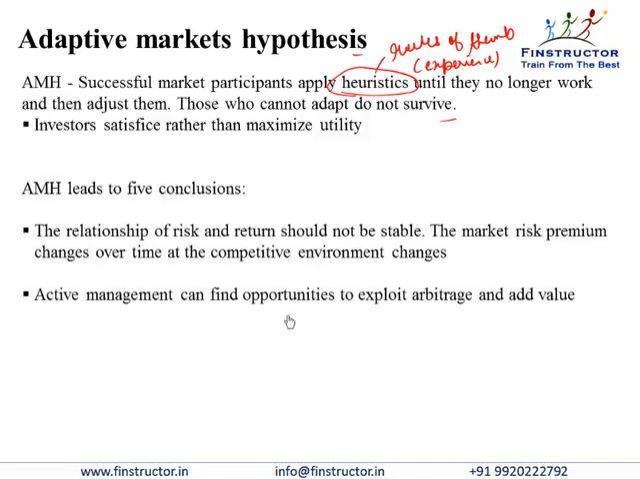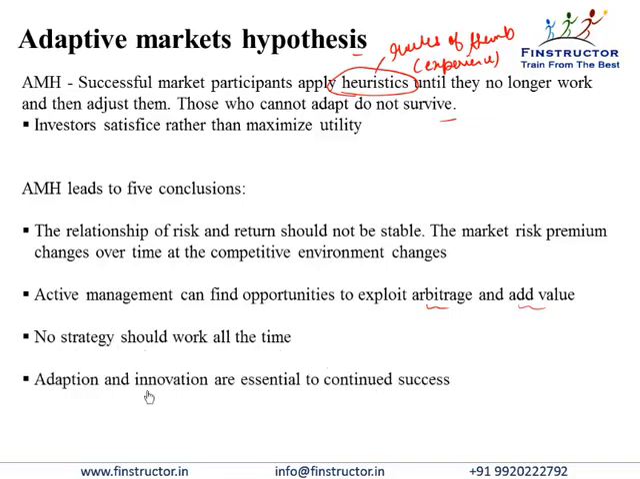Active management can find opportunities to exploit arbitrage and add value. So if people are using the wrong heuristic and you've discovered some new heuristic that you think people will follow soon, then you can make an excess return. No strategy will work all the time. Adaptation and innovation are essential for the continued success of any fund manager, and survivors are those who change and adapt. So that's the final theory that behavioral finance gives on capital markets and portfolio construction.